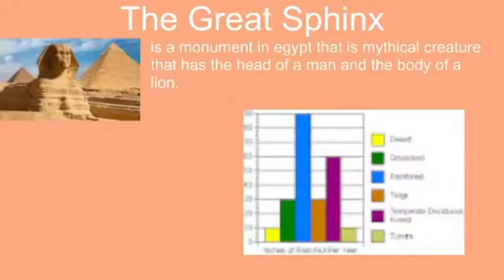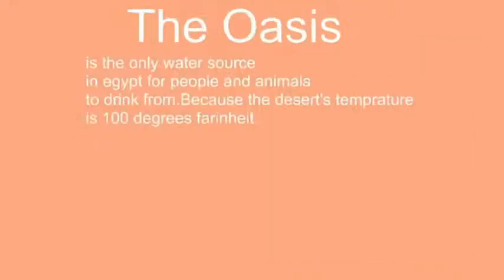Now, our next Egyptian lesson is the oasis. The oasis is the only water source in Egypt for people and animals to drink from because the desert's temperature is 100 degrees Fahrenheit. It gets so hot that most puddles or other water sources dry up.